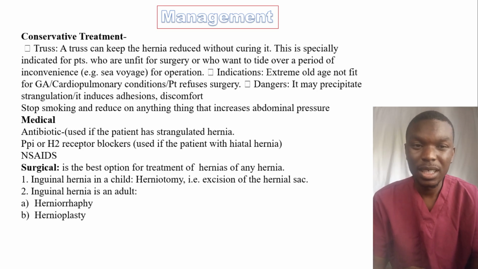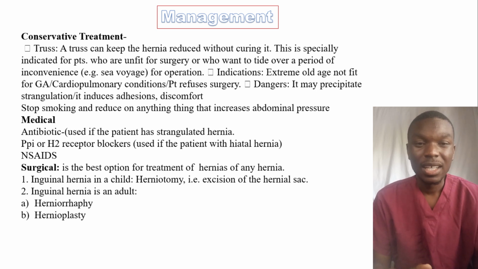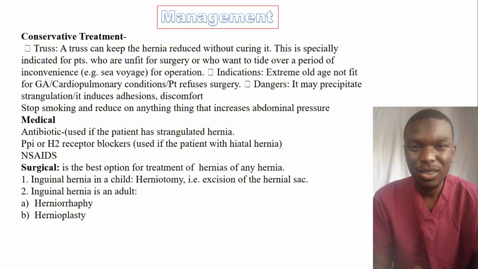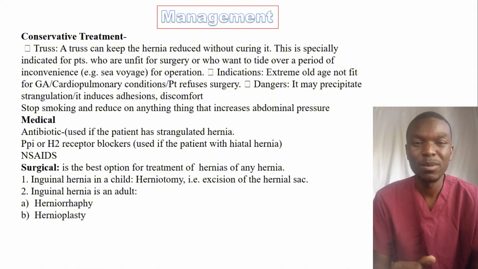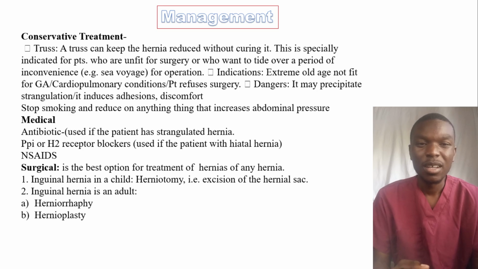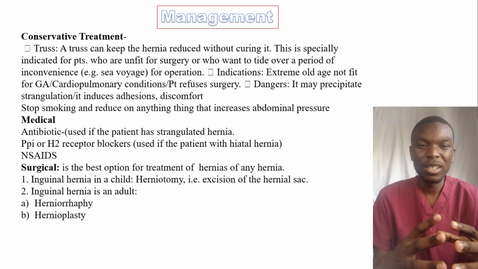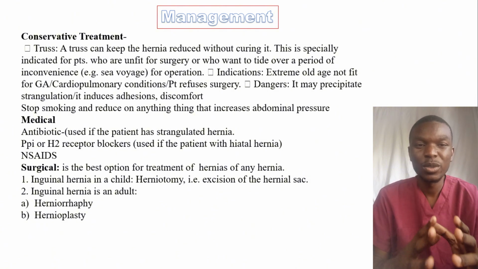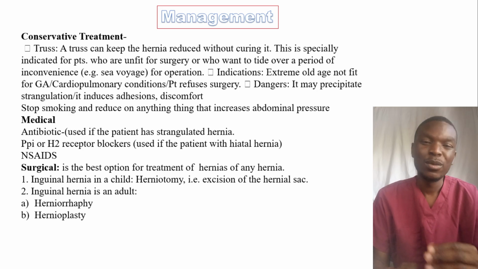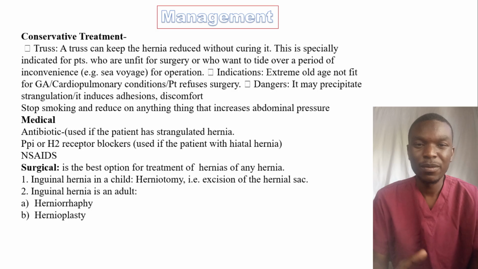You can also give patients antibiotics. You put them on broad-spectrum antibiotics, especially if they have fever and their hernia is tender, so you suspect that the hernia is strangulated or inflamed. Then for patients that have a hiatal hernia, you'd want to put them on proton pump inhibitors and H2 receptor blockers, just to reduce the production of acid in the stomach as you wait for the definitive management, which is surgery.